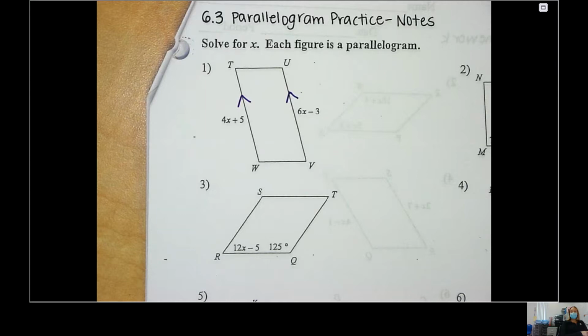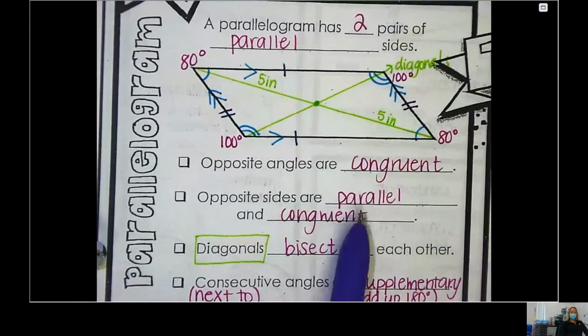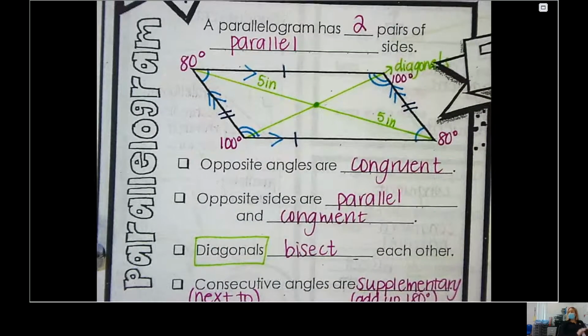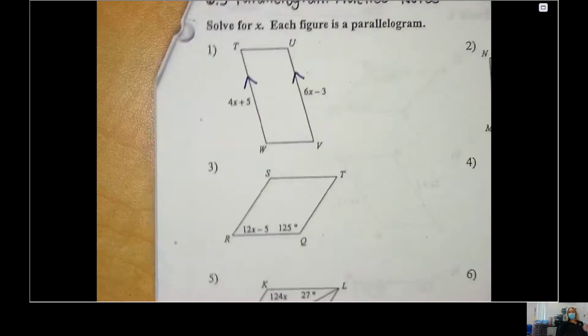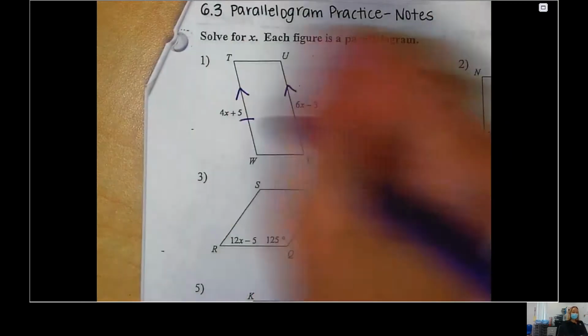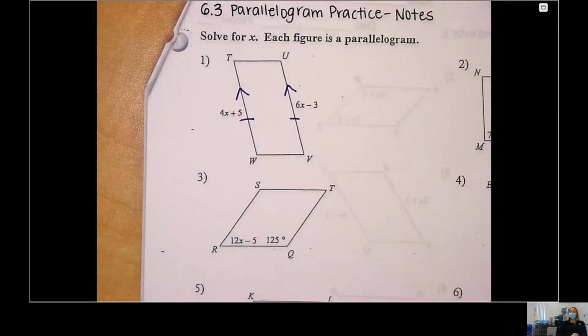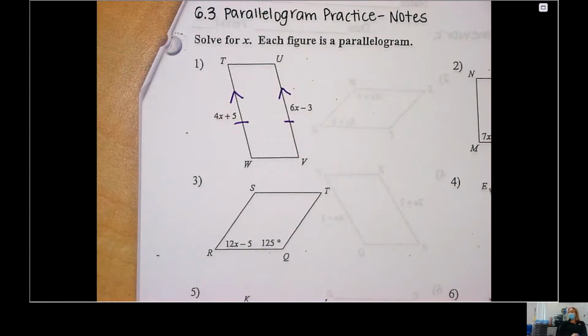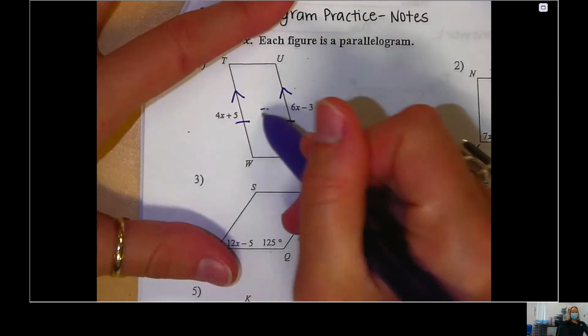They're parallel, and what else? Opposite of each other, and what else? Opposite sides are parallel and congruent. What does that mean? They're the same. Okay, so here's a tick mark, here's a tick mark. Well, if these are the same, what should I do with them? Set them equal to each other.